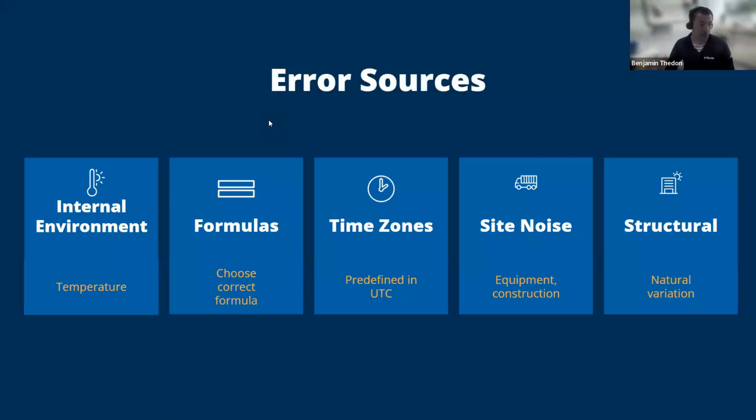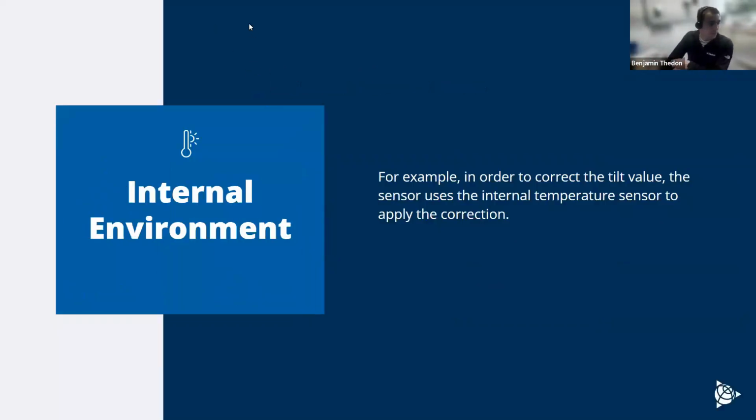The time zone also could be a source of error. So we predefine in UTC, but each time zone area can be used. We also have site noise and structural. So now we can maybe talk about an example.